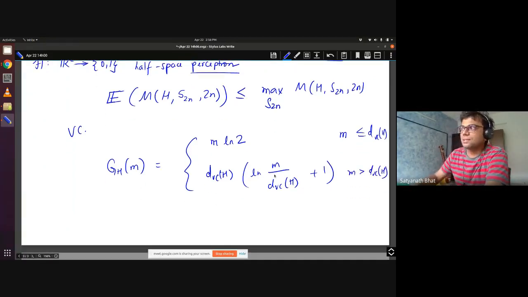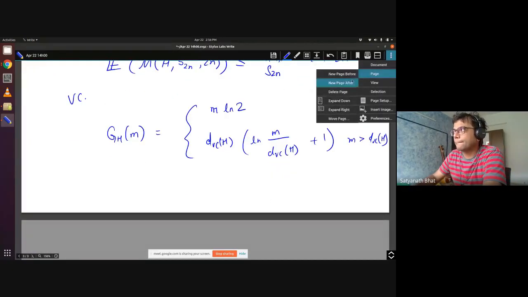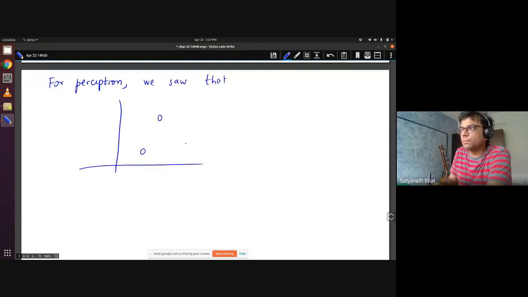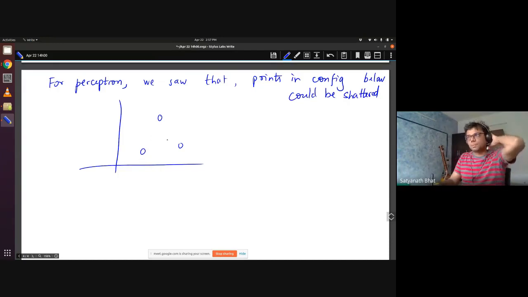Now, in the last class, we saw that for the perceptron, if we have points in R2 in the configuration below, they could be shattered. You remember this example from the last class. We could shatter this with a perceptron in all possible 8 ways.